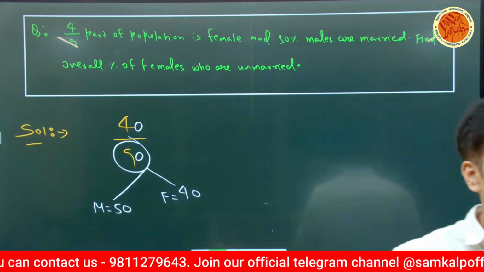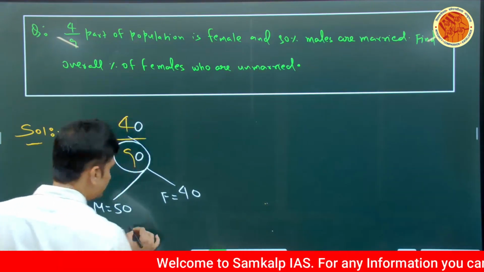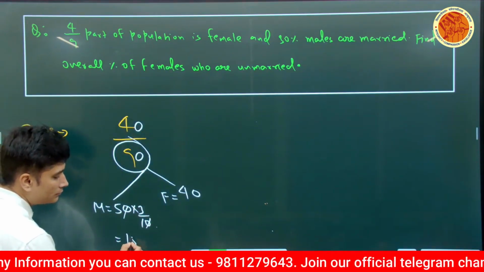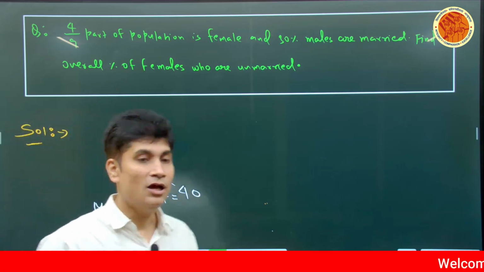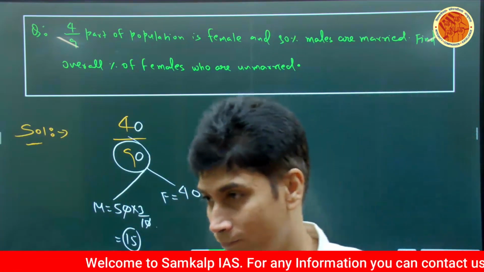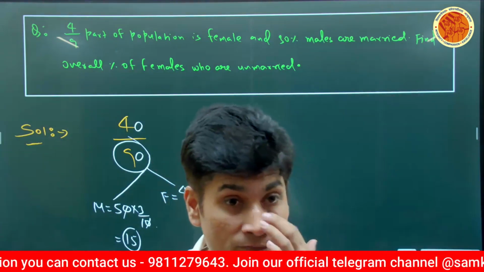Okay, how many males are married? 30%. 30% means 3 by 10, right? So 30% of males are married. How many males are married? 15 males are married. Then 15 males are married to whom? Of course, 15 females of the same village.